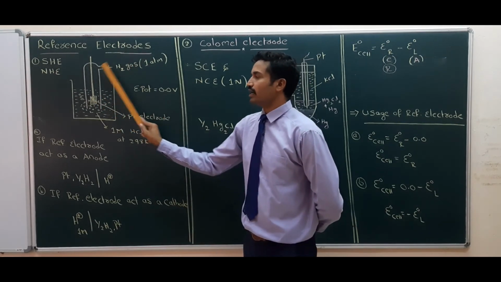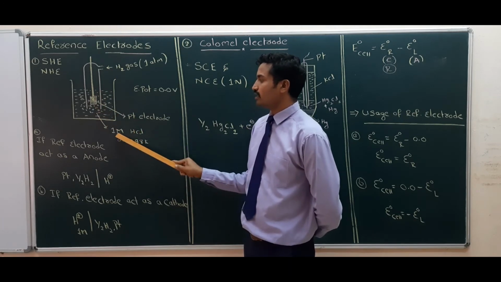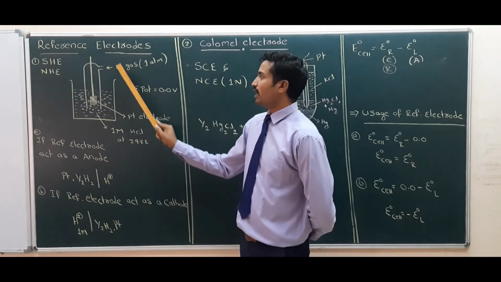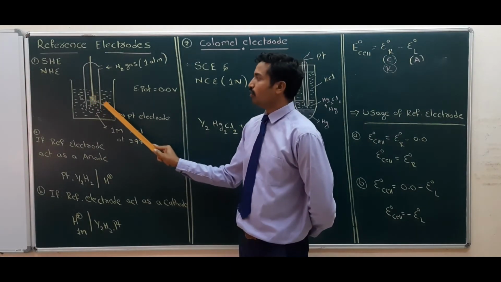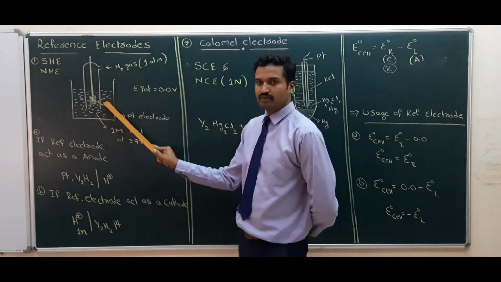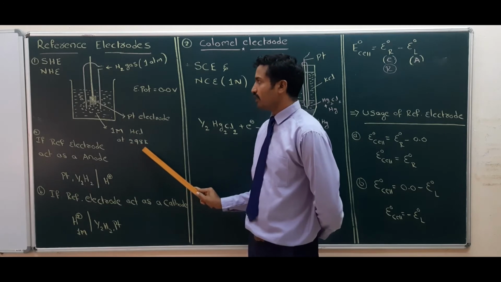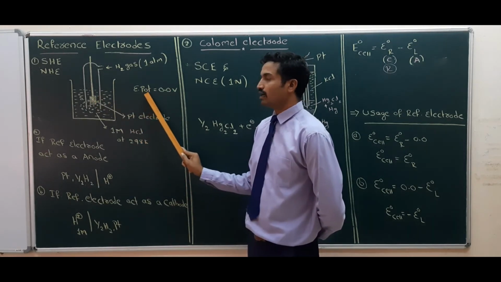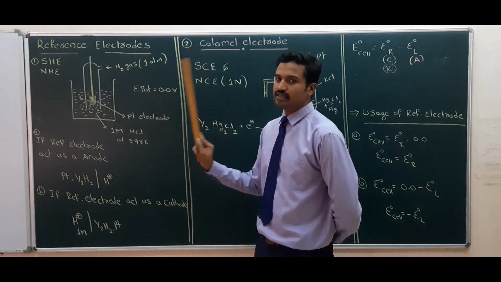Now we are passing the hydrogen gas. The platinum electrode is present in the 1 molar HCl solution. When we pass the hydrogen gas, it is adsorbed on the platinum electrode. Now a potential difference arises here at 1 molar HCl, temperature 298 Kelvin and pressure 1 atmosphere. The potential difference that arises is 0.0 volts. So this is one reference electrode.